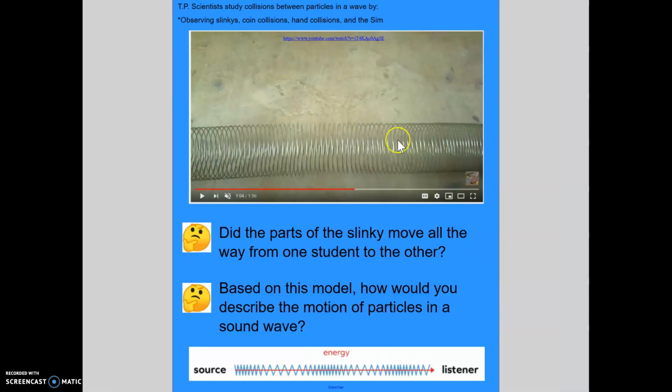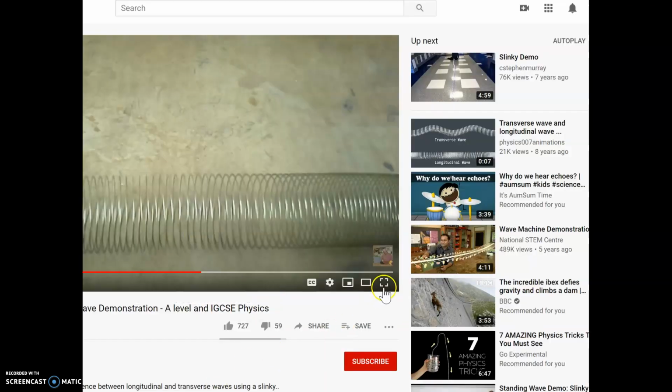So I'm going to show you a quick video of a slinky moving, and I want you to keep two questions in mind while you're watching. One, did the parts of the slinky move all the way from one side to the other? And two, based on this model, how would you describe the motion of particles in a sound wave? So let's watch this slinky video.